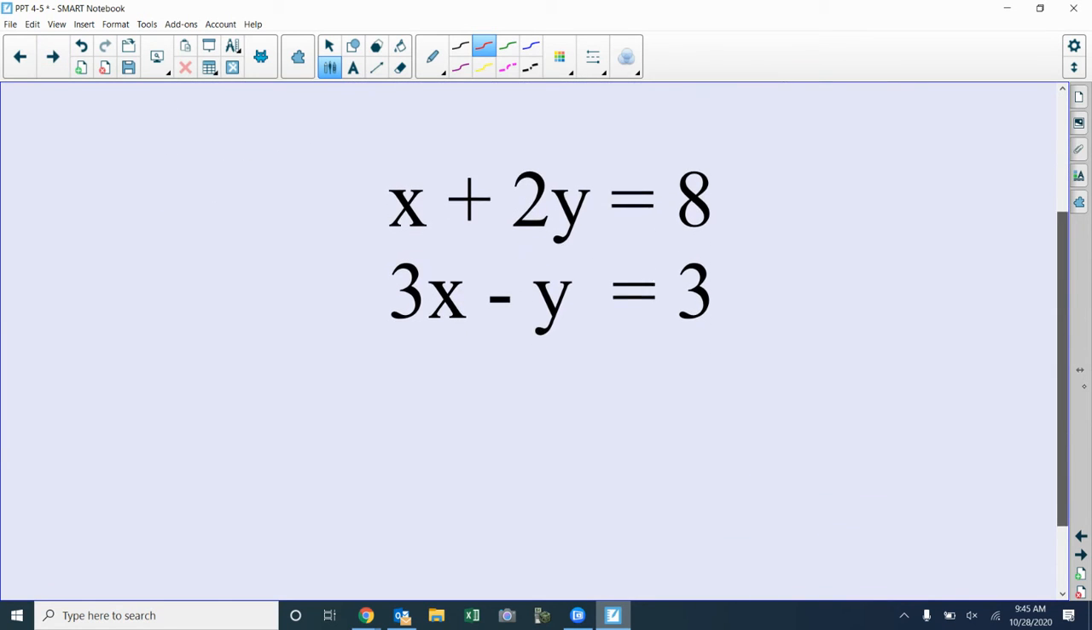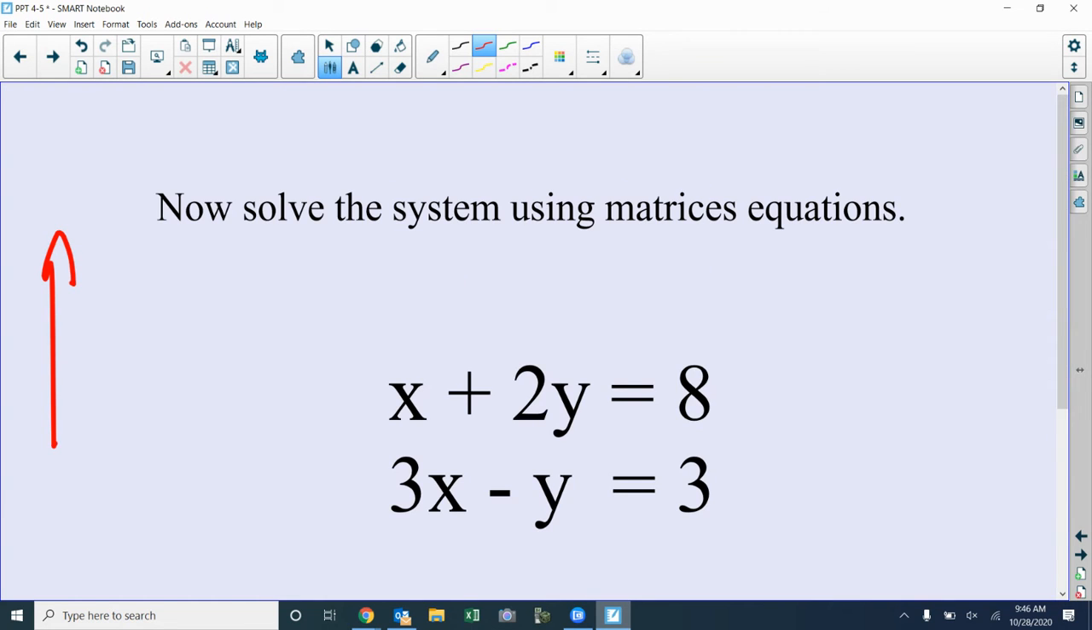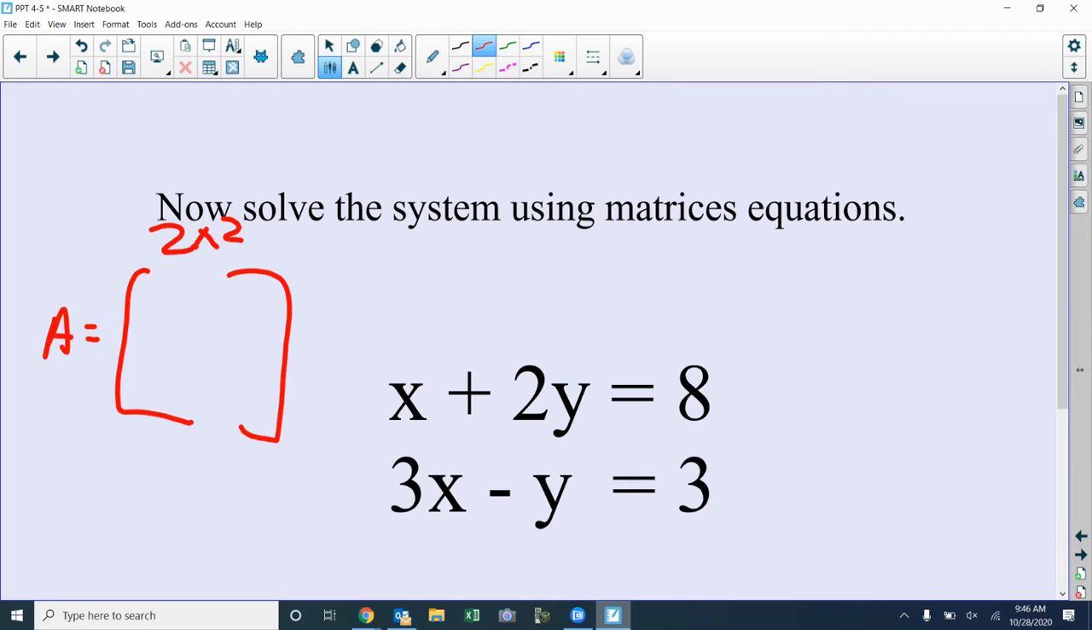Now, as you get better with your calculator, you just write right over your matrix A. So your matrix A here is gonna be the lead coefficients. It's gonna be a 2 by 2: 1, 2, 3, -1. Make sure you use your negative button and not the subtraction. If you use the subtraction, you're gonna get an error.